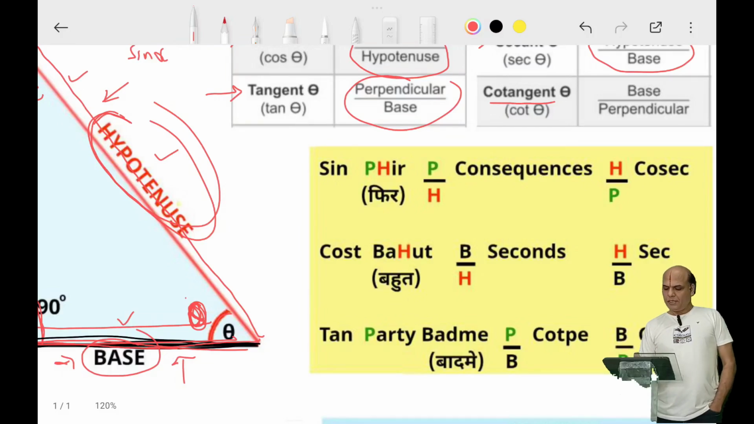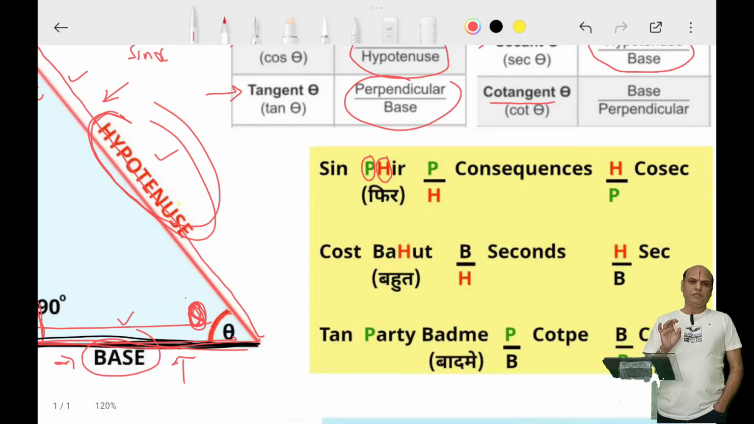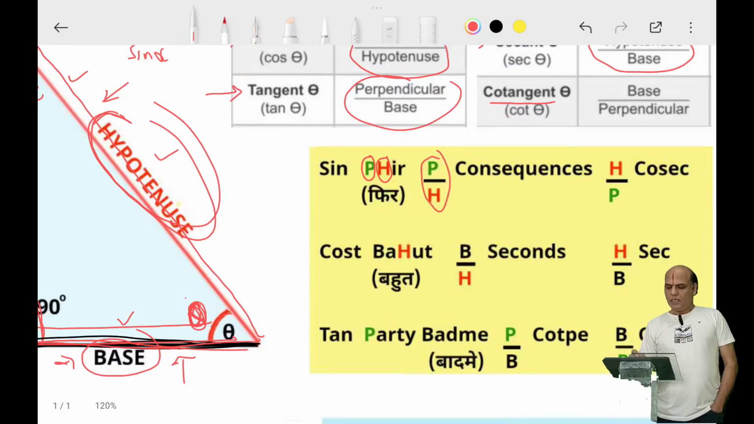So in this फिर, the Hindi word phir, when you spell it in English, p is the numerator and h is the denominator. So whenever you see sin, it should be sin फिर, so perpendicular by hypotenuse. You can remember this. Then sin करोगे फिर cosecant.